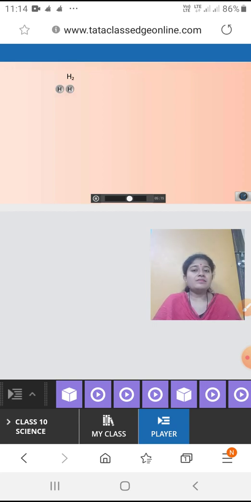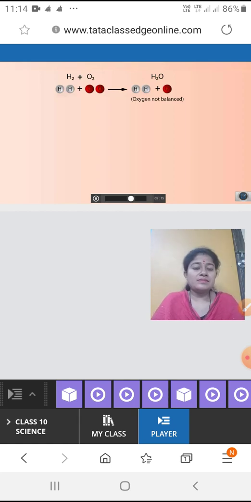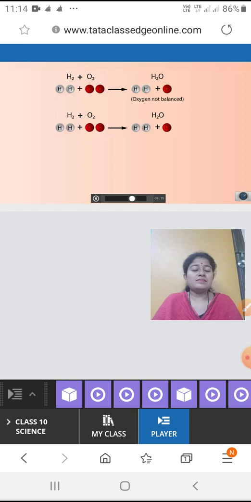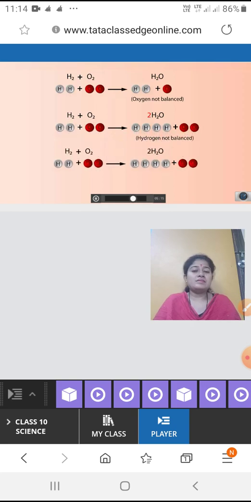For example, when hydrogen and oxygen combine to form water, there are 2 atoms of hydrogen and 2 atoms of oxygen on the left. However, there is only 1 atom of oxygen on the right. To balance the number of oxygen atoms, we must add a coefficient of 2 to the water molecule on the right. We now have 4 hydrogen atoms on the right. In order to balance these, we must add a coefficient of 2 to the hydrogen molecules on the left. The equation is now balanced.